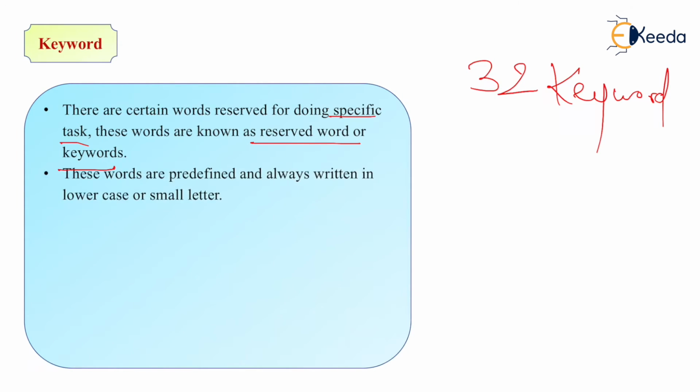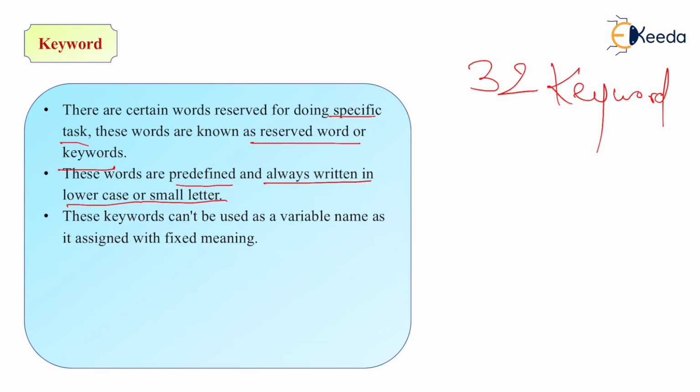Next, these words are predefined and are always written in lower case, or small case. That means whatever 32 reserved words you have, you compulsorily have to write them in lower case. Only then will they be considered keywords. Next, these keywords cannot be used as a variable name because they are assigned a fixed meaning.